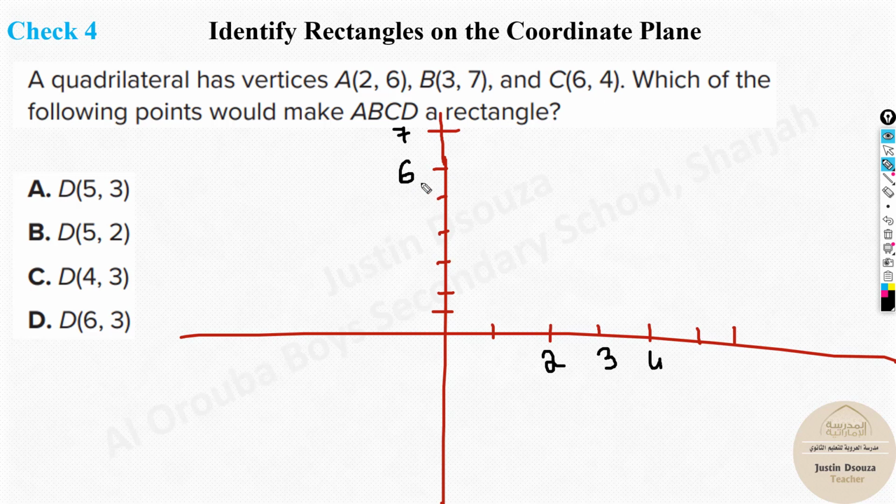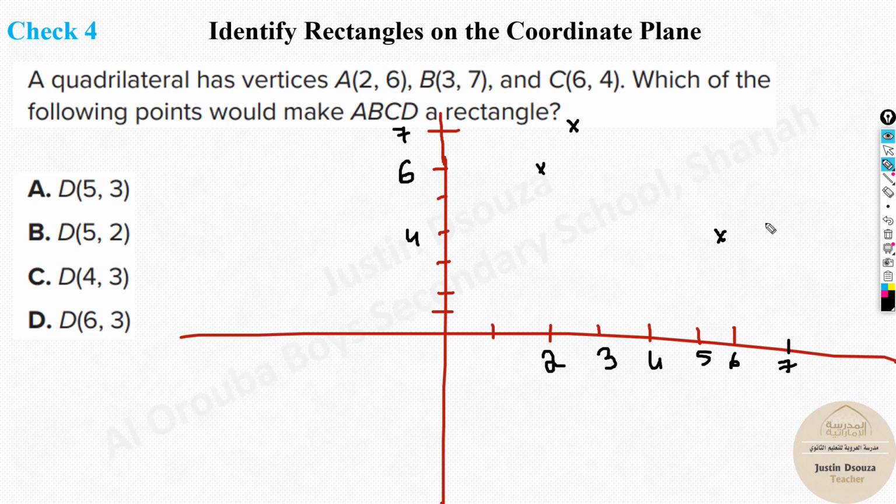So let me do the first. A value is 2 and 6, somewhere over here. What about the B value? B value is 3 and 7, somewhere over here. Now what about C? It is 6. 4 5 6, and this would be 7. Just in case, 6 and it would be 4. That's over here, 6 and 4 somewhere over here.